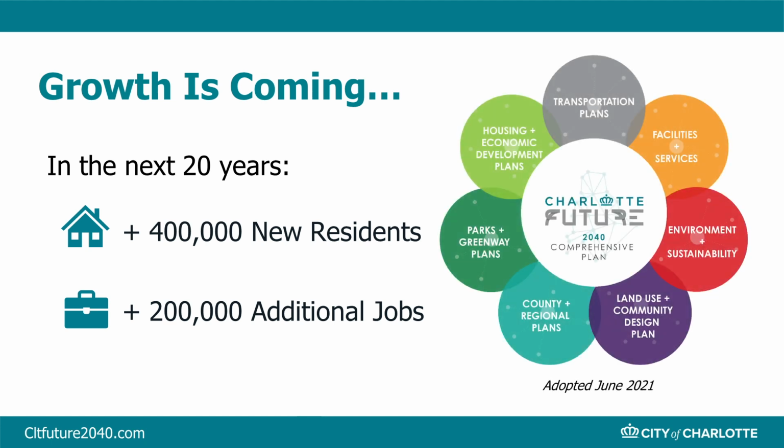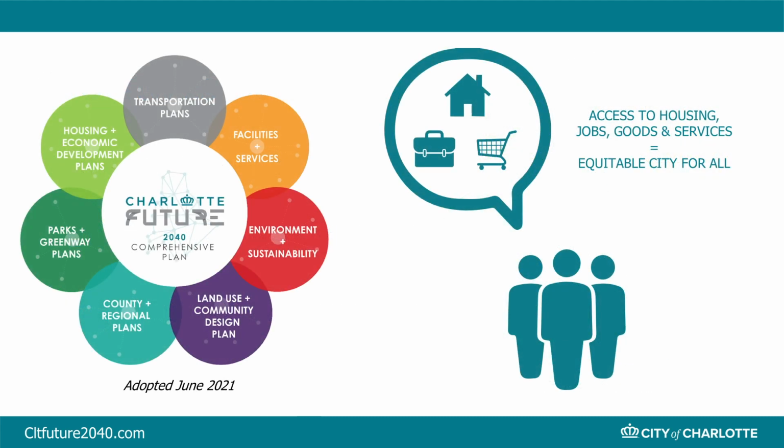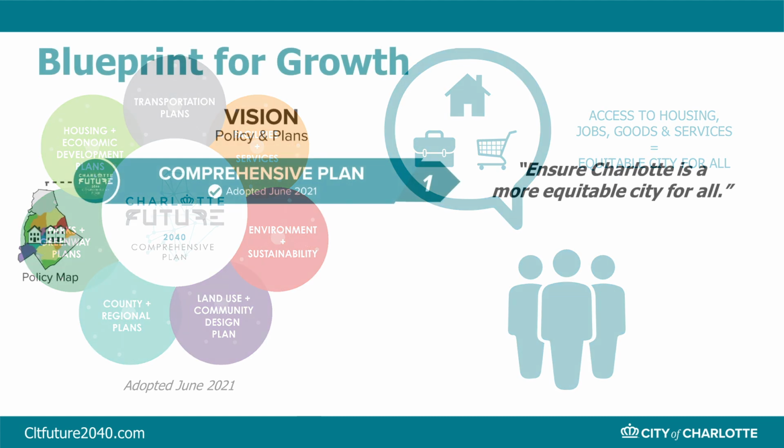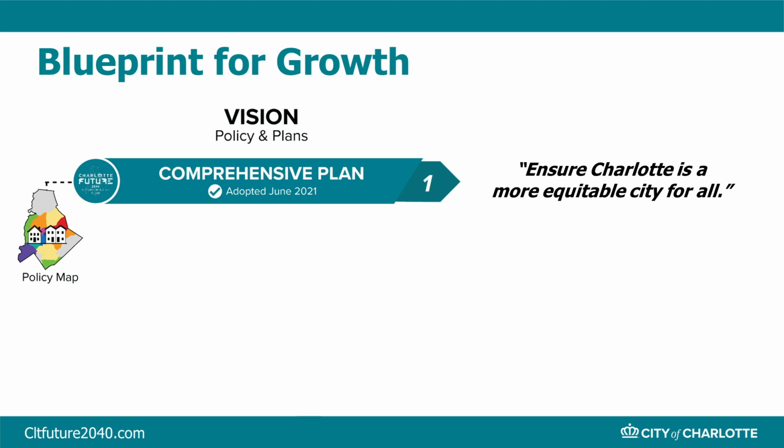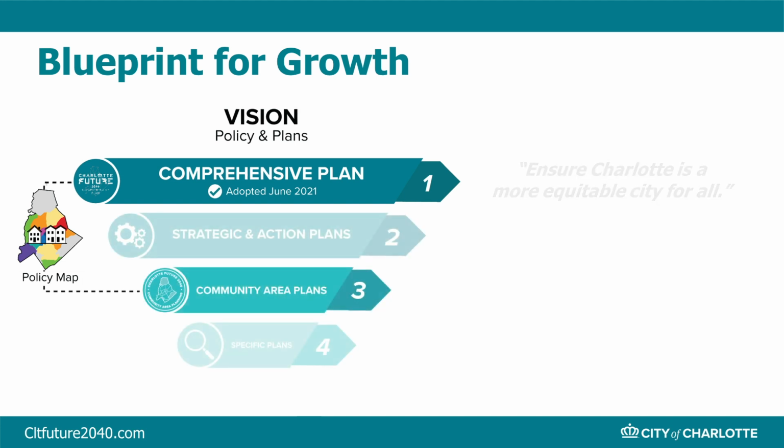In 2021, our city adopted the Charlotte Future 2040 Comprehensive Plan, which defines our 20-year vision for growth and change in Charlotte. The plan was developed with input from diverse stakeholders and prioritized access to housing, jobs, services, and amenities for all residents. After adoption, the plan's recommendations for future development were translated to specific geographies in the Charlotte Future 2040 policy map. Now it's time for the next step in putting the plan into action, called Community Area Planning.